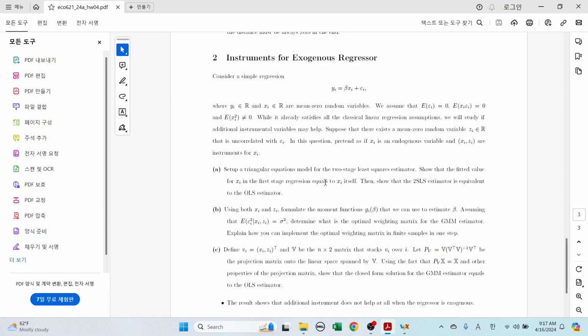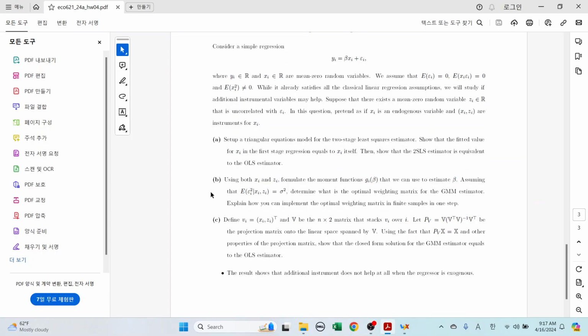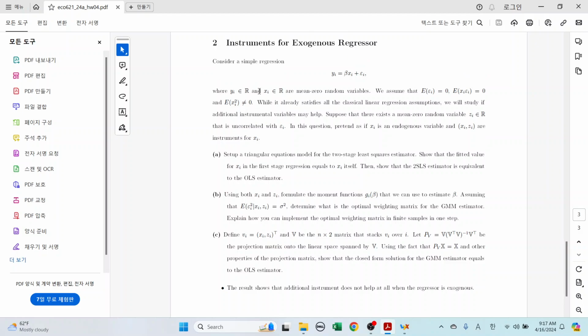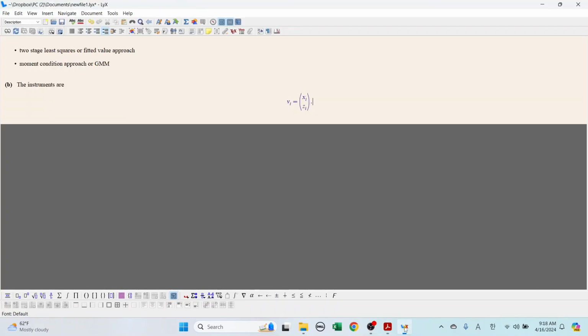Okay, so let's think about question B and C from homework 4, question 2. In part A, we considered the two-stage least squares estimator. Now we are going to think about the GMM estimator. The setup is the same. We have two instruments. One is the regressor and the other is the excluded instrument.